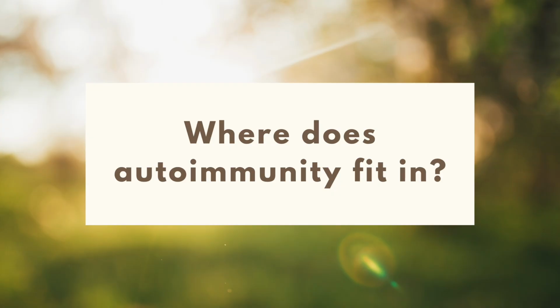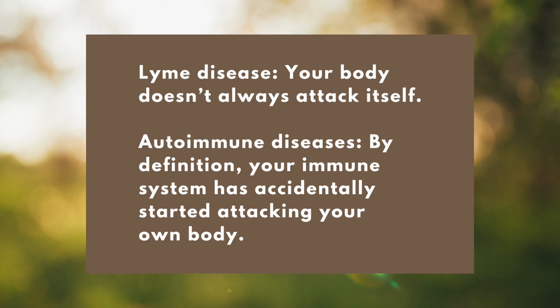Now, this is where autoimmune disease comes in. Autoimmune disease is a type of inflammation where your immune system is falsely targeting your own body and thinks that your body is a virus or a bacteria, and is now trying to kill your own body. So these are very different processes. In Lyme disease we have chronic inflammation, and in autoimmune disease we have chronic inflammation, but in Lyme we don't always have your immune system attacking your own body. And in autoimmune diseases, by definition, your immune system has accidentally started to attack your own body, and now your immune system is damaging your own tissues directly.